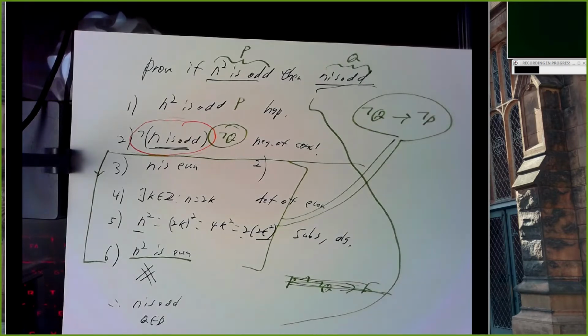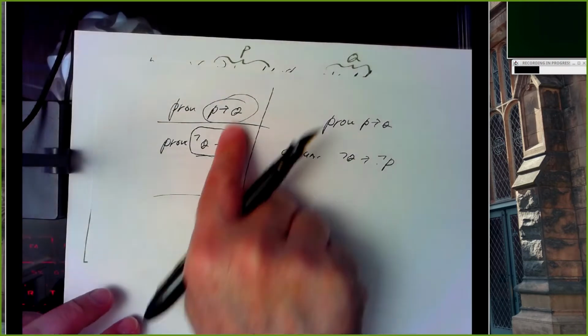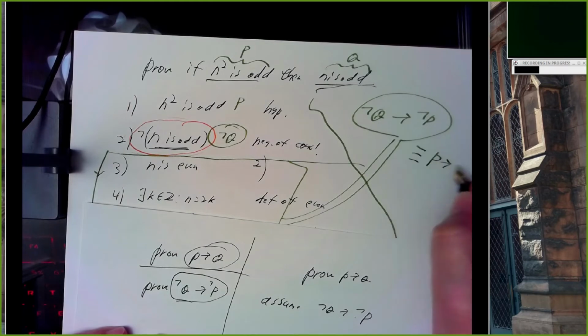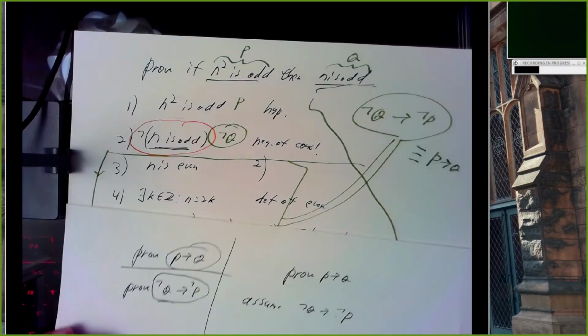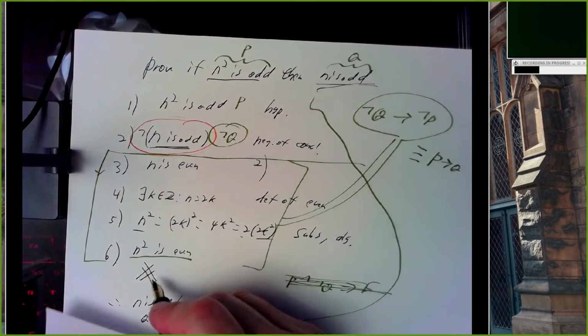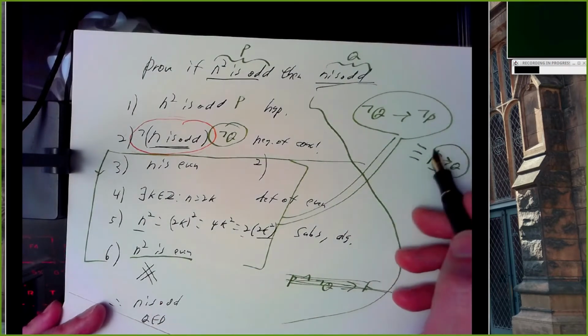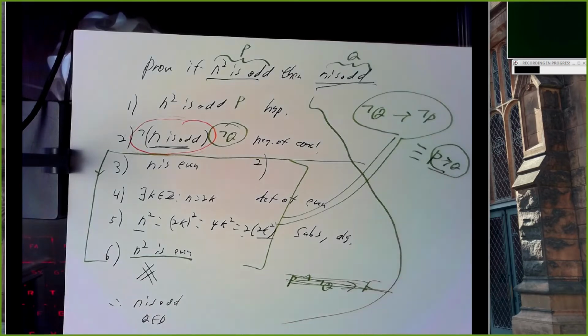Gotcha. And so once we've proven that, this is logically equivalent to if P, then Q, because that's the contrapositive of that. So this is actually a direct proof of this, which is the contrapositive of this. So it proves this also. But we usually think of it in terms of negating something and then finding a contradiction.